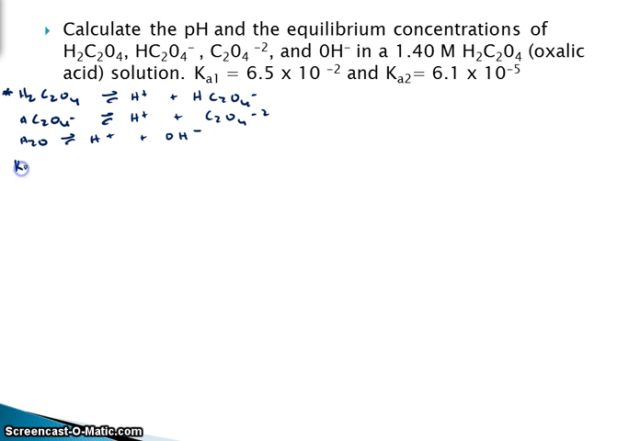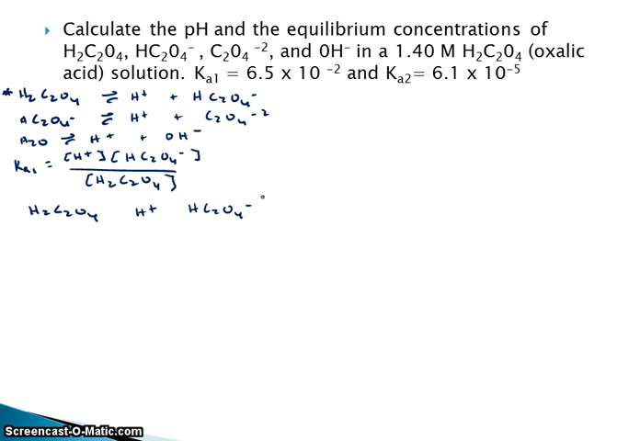So we have Ka1 will equal the concentration of hydrogen ions times the concentration of hydrogen oxalate ions over the concentration of our oxalic acid. And then we'll make our ice chart. So we've got our oxalic acid, our hydrogen ion, and our hydrogen oxalate ion.